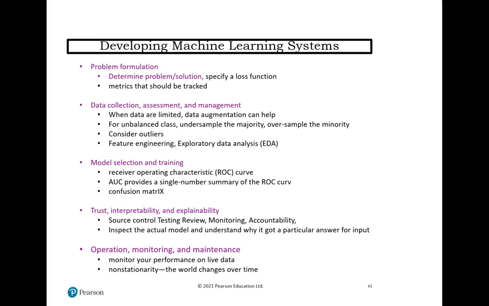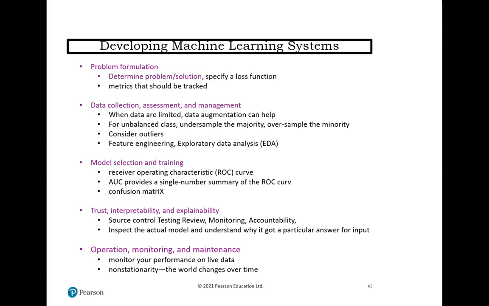And so let's finish this lecture then by going over the general procedure for developing machine learning systems. So first, you have to determine your problem, what exactly you're trying to build, and what is the loss function. Is it a classification problem? Is it a regression problem? And what metrics am I most interested in tracking as the training takes place. Then we collect the data, clean that data, augment the data through feature engineering if needed.